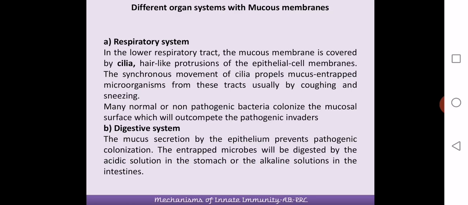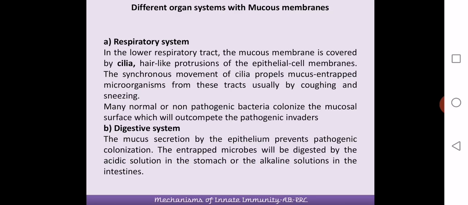And in the lower respiratory tract, there is a mucous membrane which is covered by cilia, and these cilia will propel the organisms out, right? And if certain organisms get past that also, they will be entrapped in the mucus, and this mucus finally will be expelled through coughing and sneezing, right?